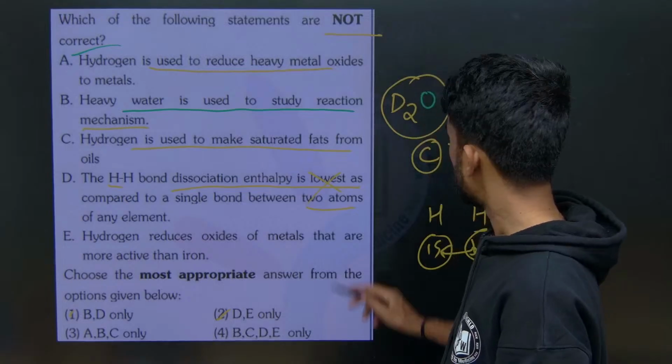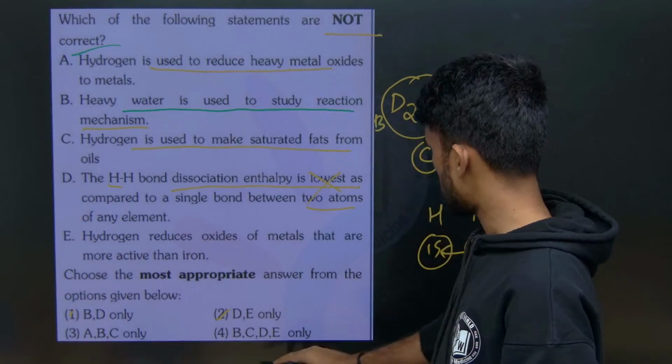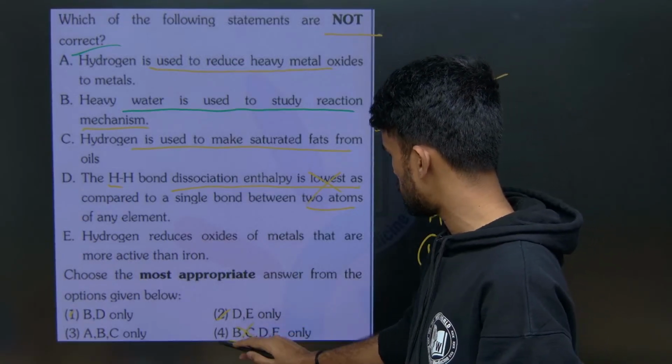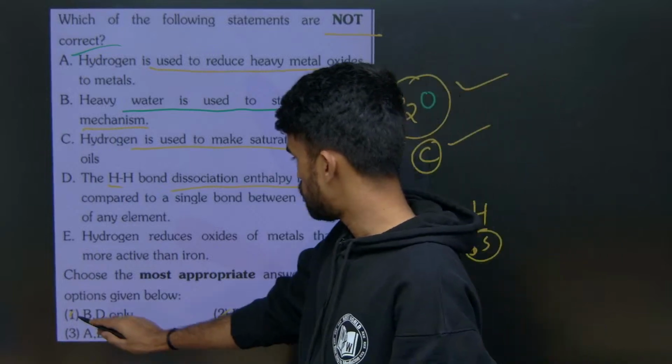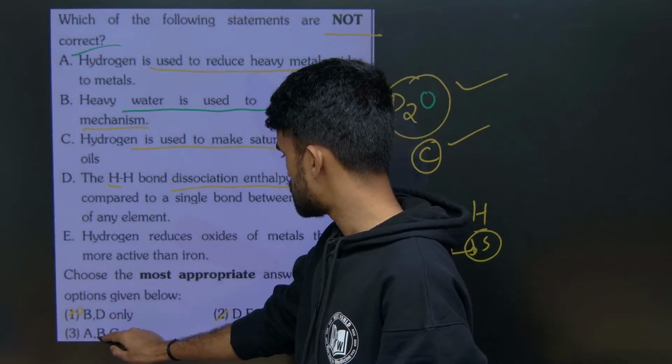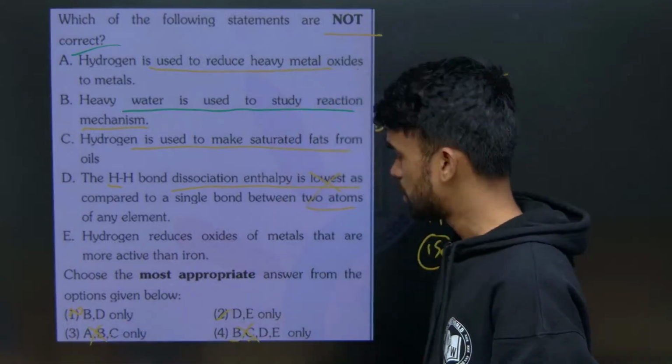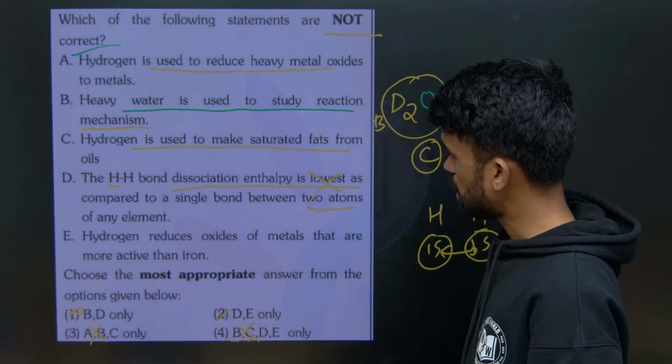Okay, anyways, B is correct, C is correct. So this is not the one, they are asking for the not correct statement. B is correct, this is not the one. B is correct, C is correct, this is also not the one. So based on that we can directly choose this.